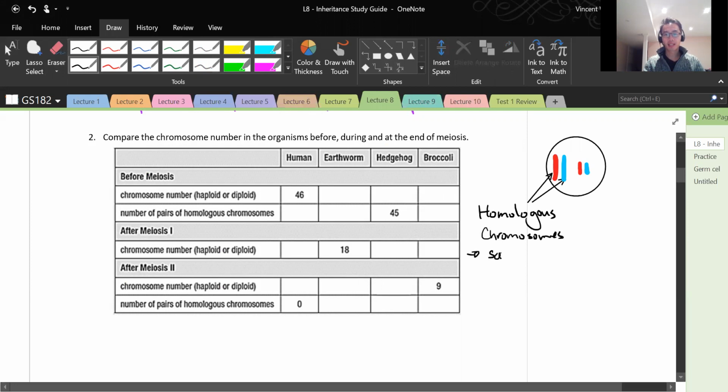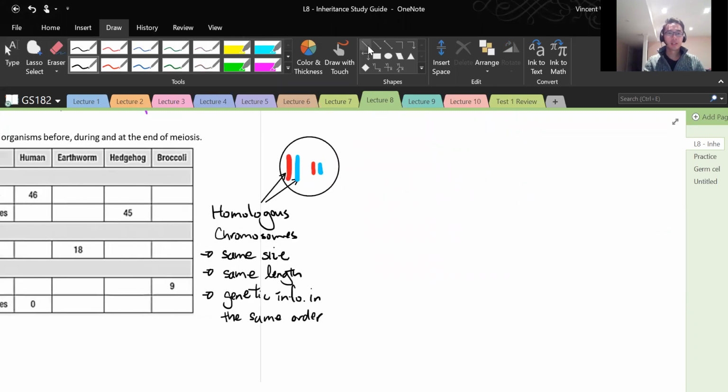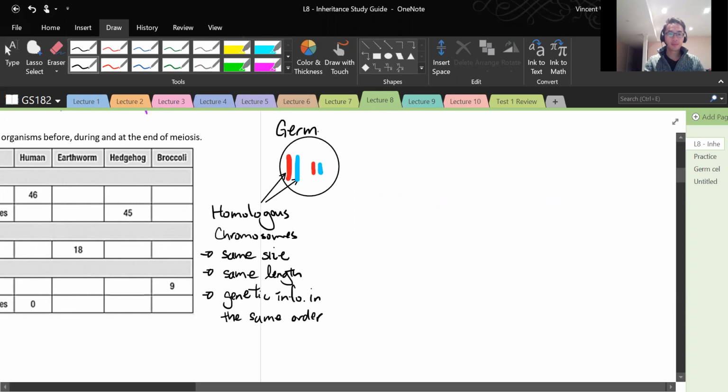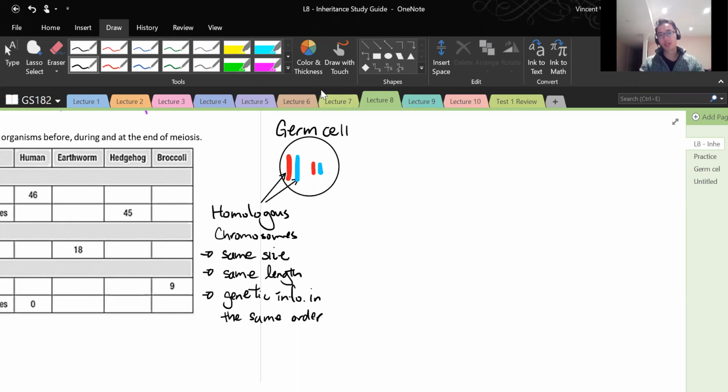Okay, so they are the same size, same length. And then they have genetic information in the same order. Okay. So this would be a germ cell. A germ cell is a cell that is found in the gonad, ovary or testicles, where it will undergo meiosis to produce sperm or egg.